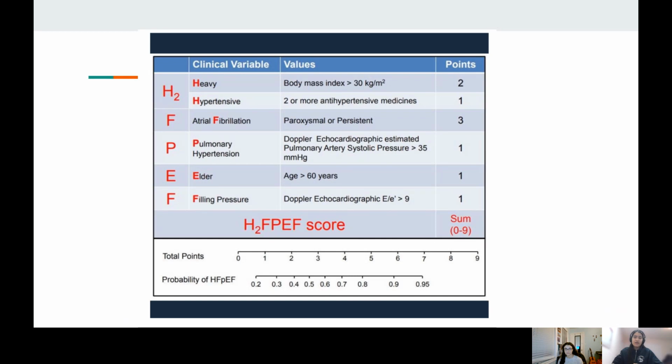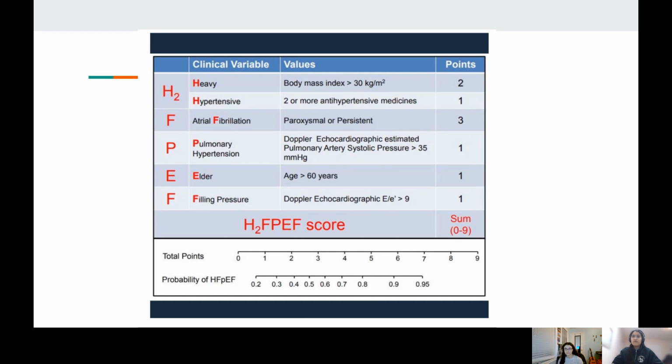The P stands for pulmonary hypertension. So if you have an echocardiogram and your pulmonary artery systolic pressure is above 35 millimeters of mercury, you get 1 point. E is for elder. So if the patient is over 60 years old, they get 1 point. And then F is for filling pressure. So this is another score that the doctor can determine from a patient's echocardiogram. And if that score is over 9, then you get another point.